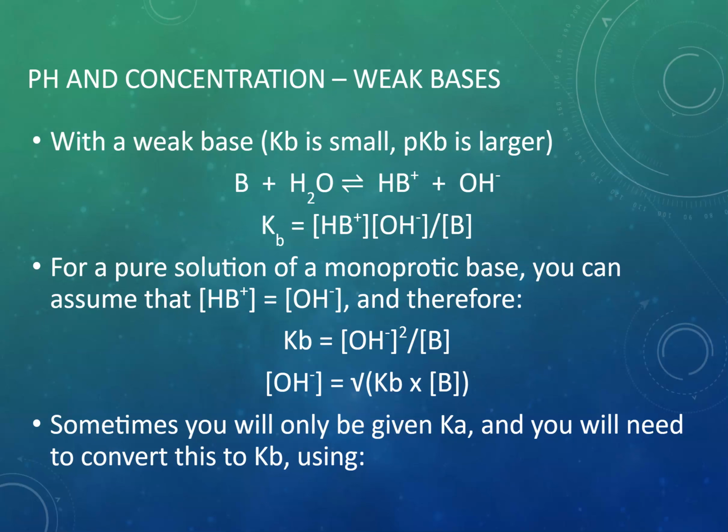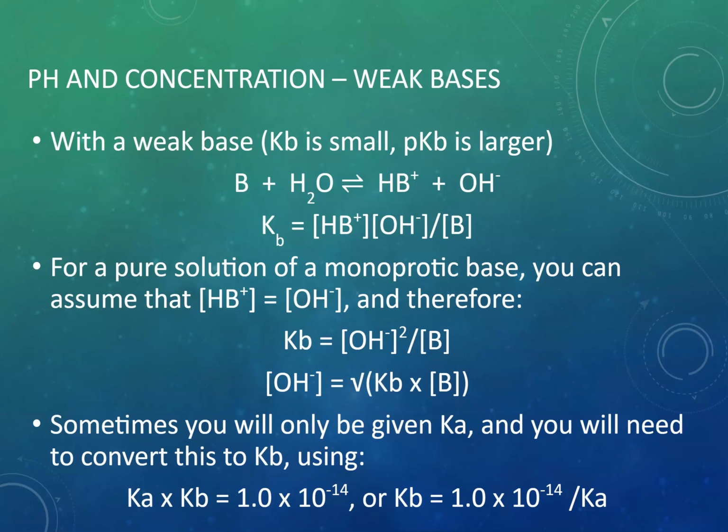It's not uncommon to be given the Ka for the conjugate acid rather than the Kb for the base. So for example, let's say the base we're dealing with is ammonia. You might be given the Ka or pKa of ammonium, NH4+. So you have to convert, if you're going to use this method, you have to convert that to a Kb.